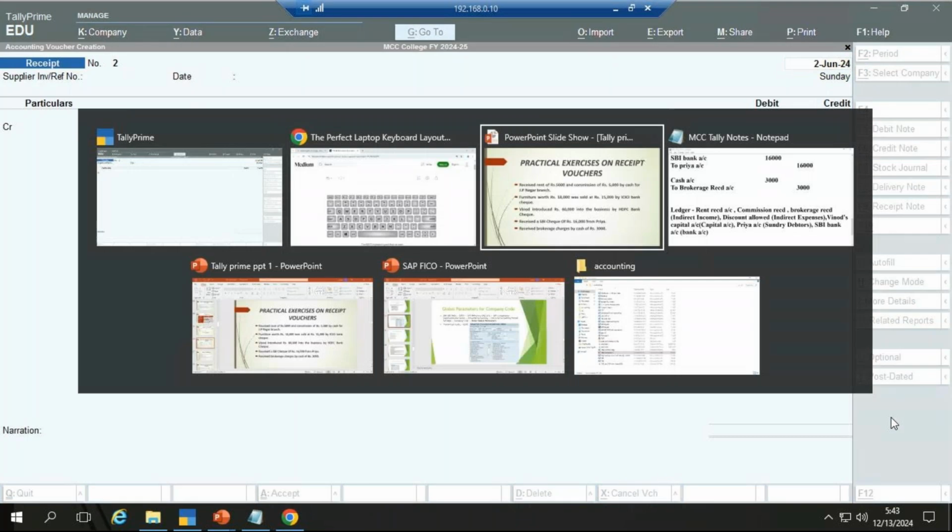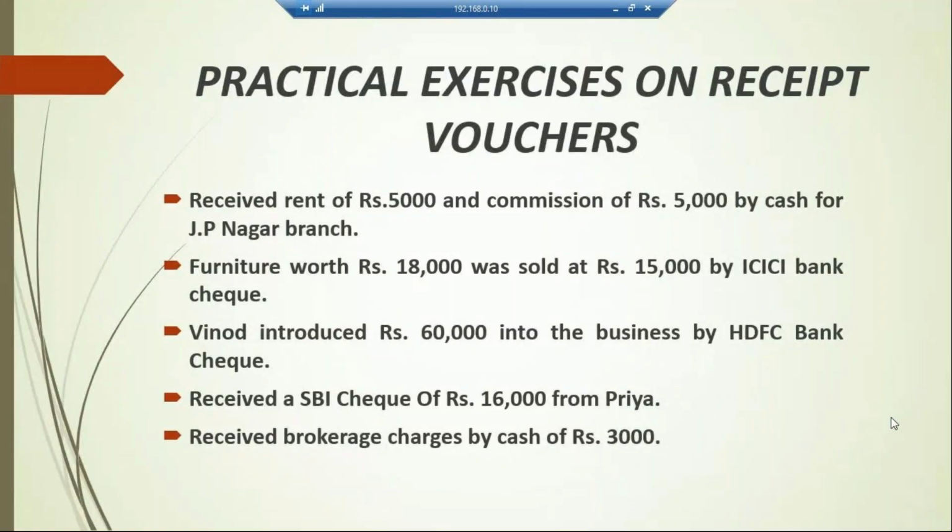Ma'am, we don't need any narration, ma'am. No need of it. When you're working for the wholesale company, you can type being rent and commission received worth rupees 5,000 each by cash. Okay, ma'am. Then don't need it in exam also, ma'am. In the exam you don't have a practical part. Only MCQ will be there for you. Okay, ma'am. Thank you, ma'am.